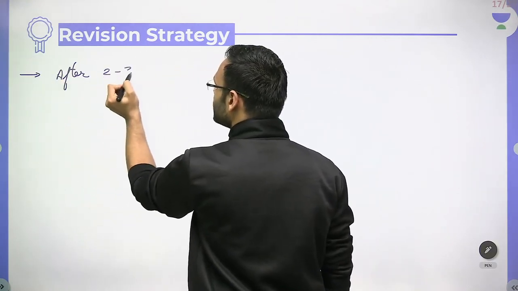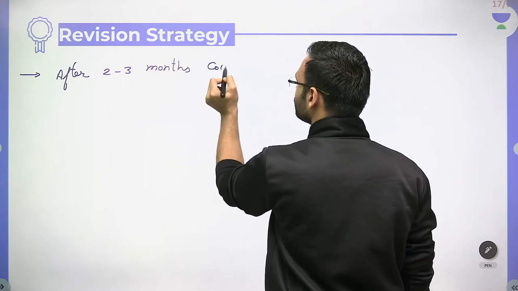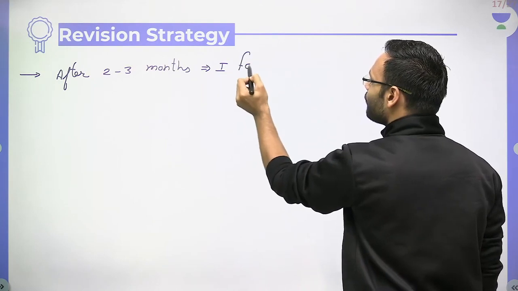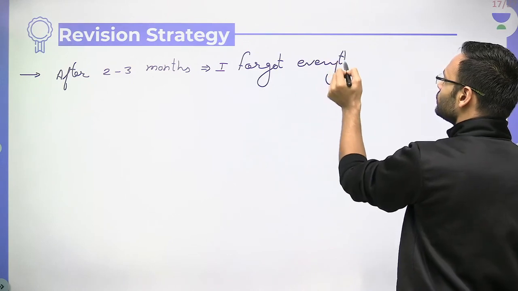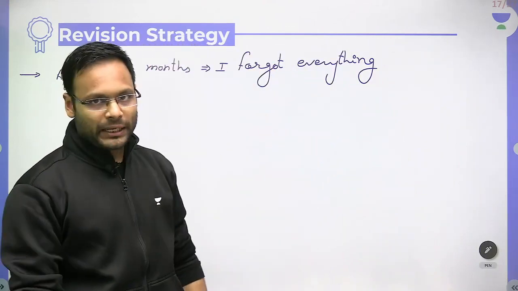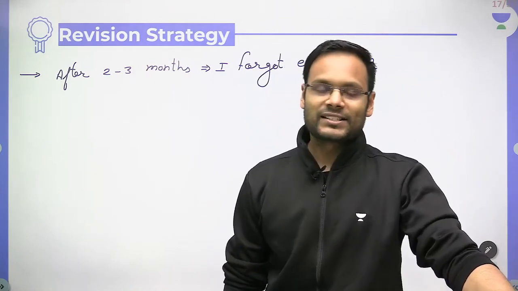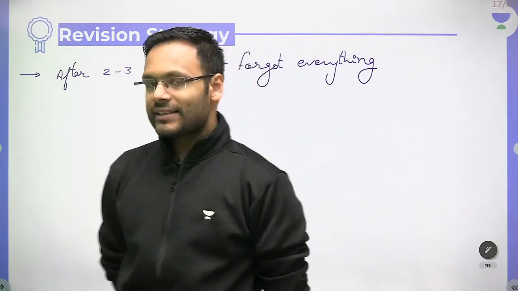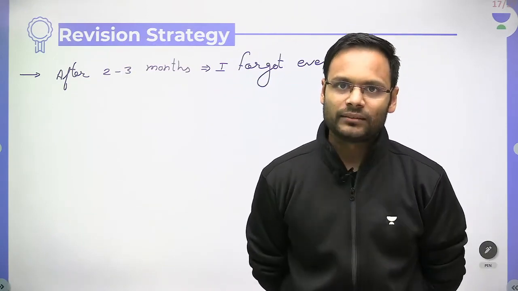After 2 to 3 months of course completion, you will feel like you forgot everything. Let's say you are starting GATE preparation today. You have started with the data structure course, and you completed it till, let's say, mid-March or March end. Now what happens? After 2 months, in May, June, July, you feel like, sir, I picked up data structure and I couldn't remember anything.